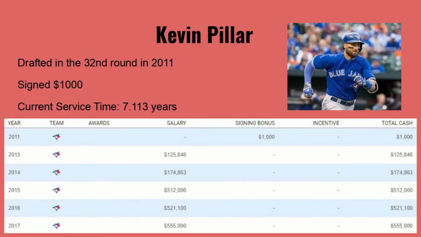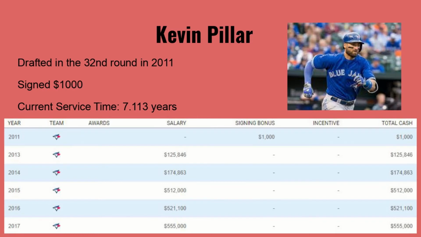Kevin Pillar was drafted in the 32nd round in 2011. His signing bonus was $1,000. That round doesn't even exist anymore, and that low of a signing bonus, in fact, barely exists. His current service time in Major League Baseball at this time is 7.113 years. We start to break down his contract years. We see the $1,000 signing bonus.